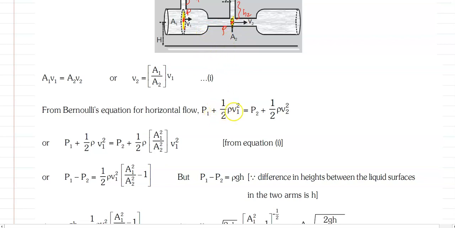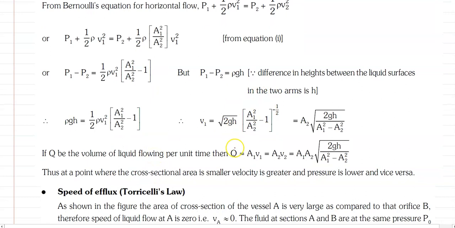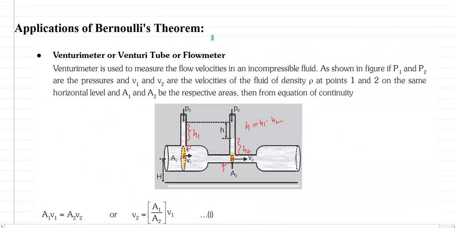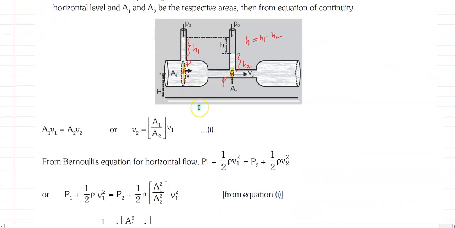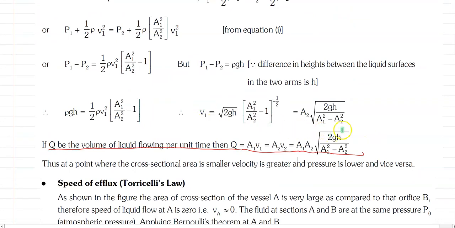That means P1 plus half rho v1 square equals P2 plus half rho v2 square. And P and Q are at the same horizontal level, so there is no potential energy difference. So only pressure energy and kinetic energy remain: P1 plus half rho v1 square equals P2 plus half rho v2 square. By calculating this, we can find the rate of flow Q, the volume of liquid flowing per unit time, which will be A1 v1 or A2 v2. We just have to remember how to calculate it; we don't have to remember this equation.